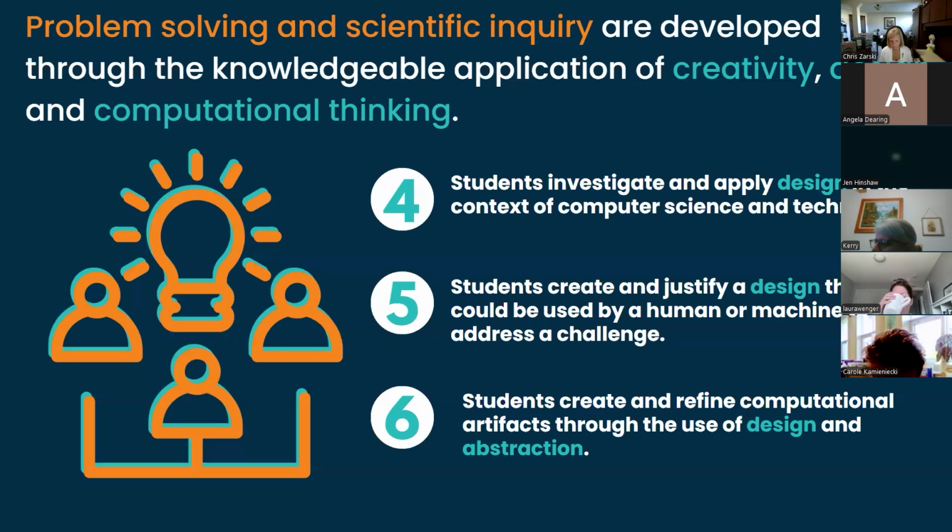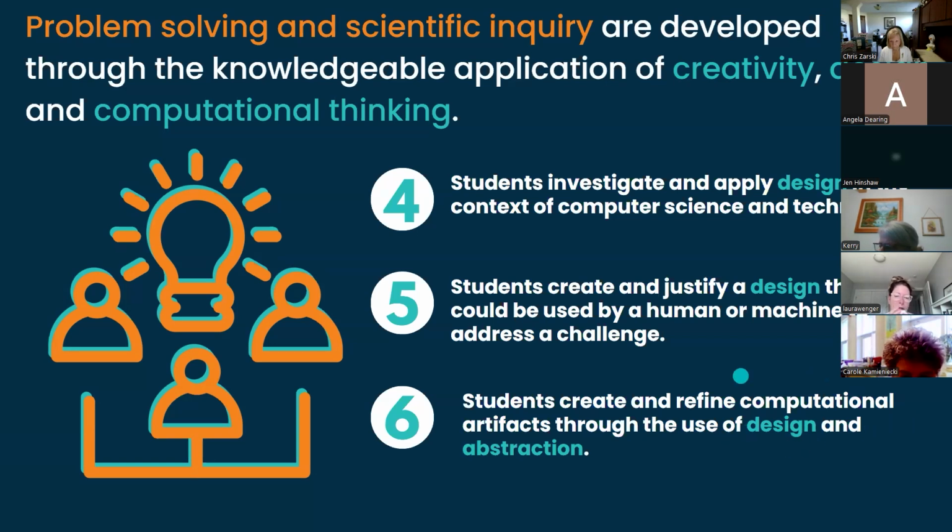And then when we hit grade 6, we now believe students know computational thinking, they know design thinking, they've been applying it to projects and things that they've created in class. And now they're going to refine, they're going to use abstraction, which is the really big brain piece at the end of computational thinking, and they're going to create computational artifacts.